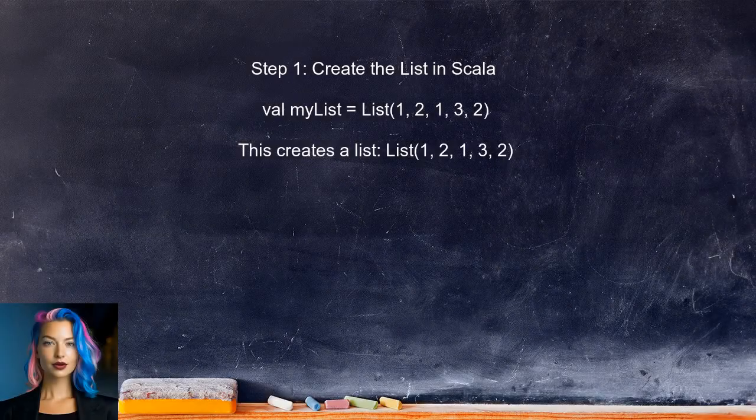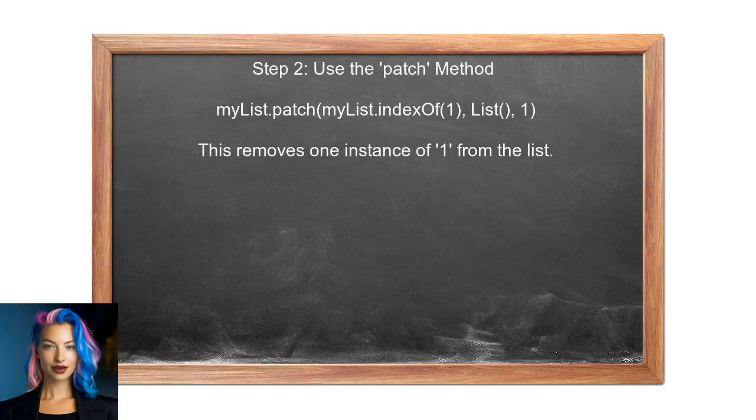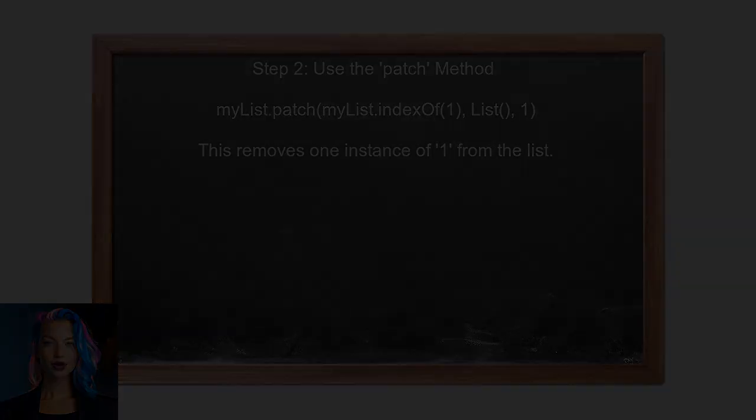To begin solving the user's problem, we first need to understand how to create a list in Scala. The user has already defined a list with the values 1, 2, 1, 3, and 2. Next, the user wants to remove only one instance of the number 1 from the list. A simple way to achieve this is by using the patch method.